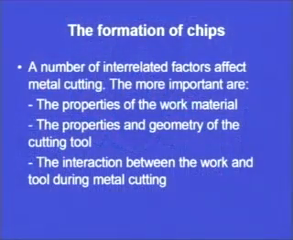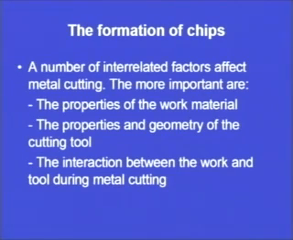Now we come on to the formation of chips. Basically machining is a material removal process. In a material removal process, some of the material will be removed from the surface and that will result in the formation of chips. Now, a number of interrelated factors affect metal cutting. Although there are a number of factors that affect the metal cutting operation, there are certain important parameters that influence this. What are those? The properties of the work material.